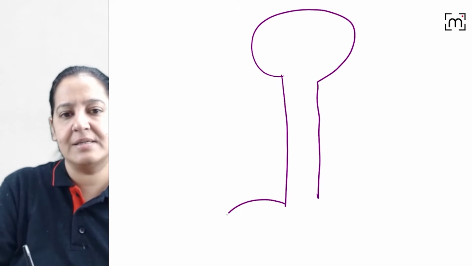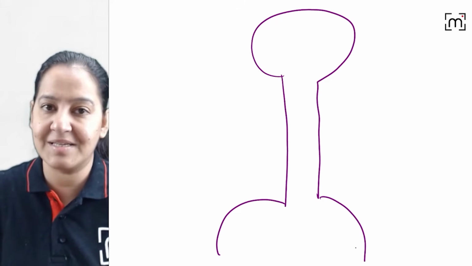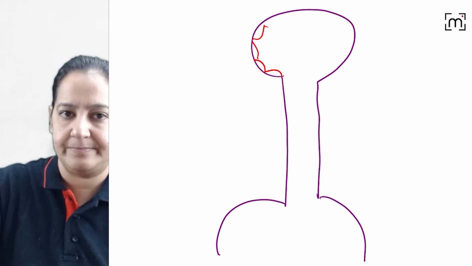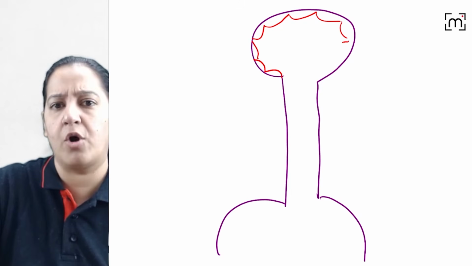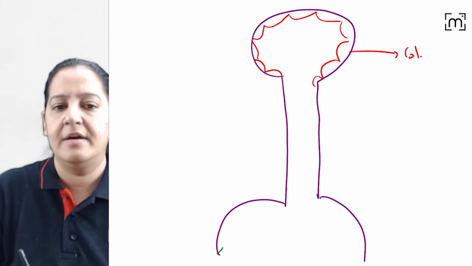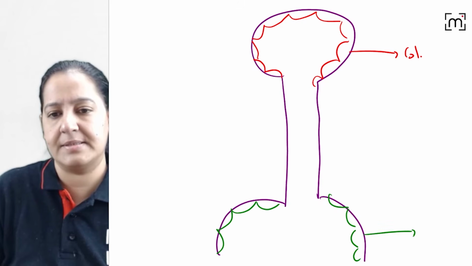This is the uterus, this is the cervix, and this is the vagina. Do you know what is the lining of the cervix in a female? I'm asking you. Do you know? Okay, let me tell you the lining of the uterus. The lining of the uterus is columnar. And you know the lining of the vagina? The lining of the vagina is squamous.